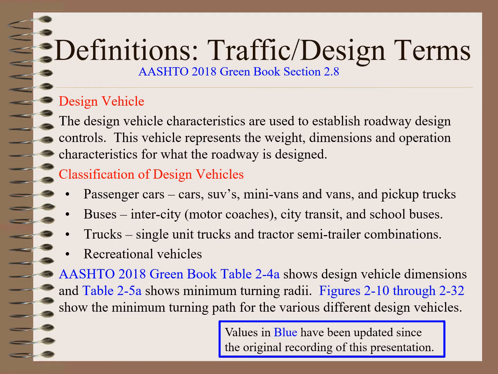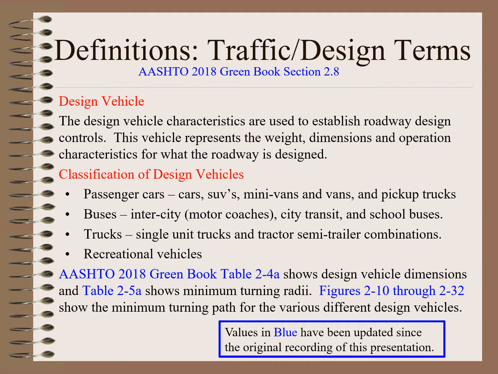The design vehicle is the vehicle that we use in our designs that determines the characteristics that we are going to assume most of the vehicles traveling the roadway that we're designing, establishing all the design controls for that roadway. So this vehicle is important as a design parameter because we use the weight and dimensions and the operation characteristics for the roadway to be designed.